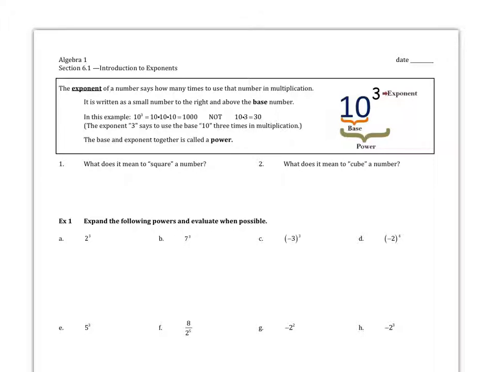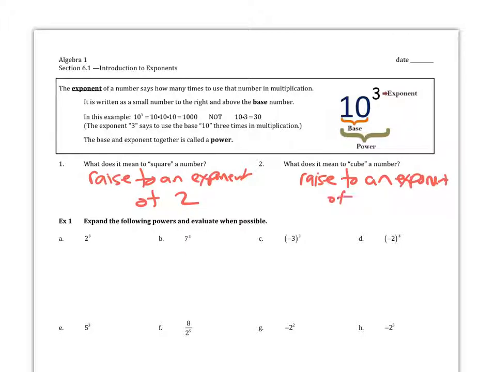So what does it mean to square a number? That means raised to an exponent of 2. And then to cube a number is to raise it to an exponent of 3. Okay, so here's an example of a cubed number up there, the 10 to the third.